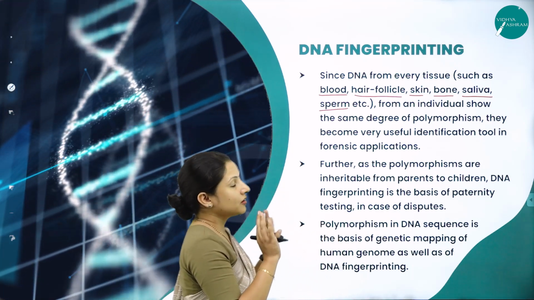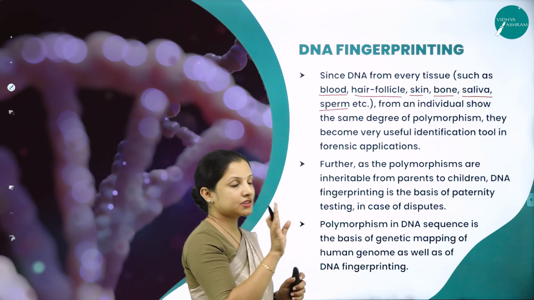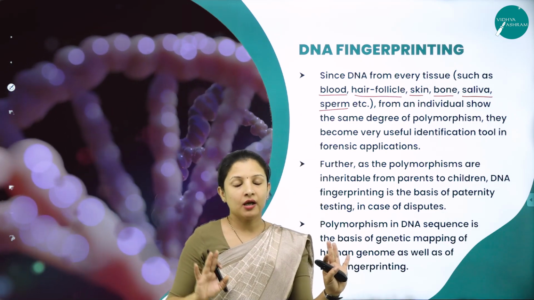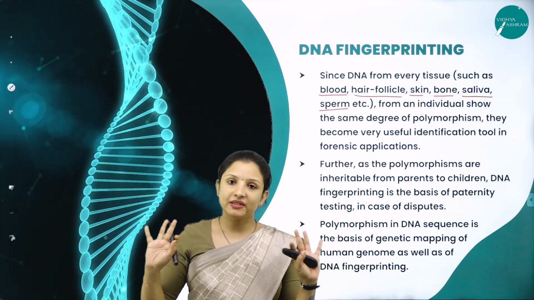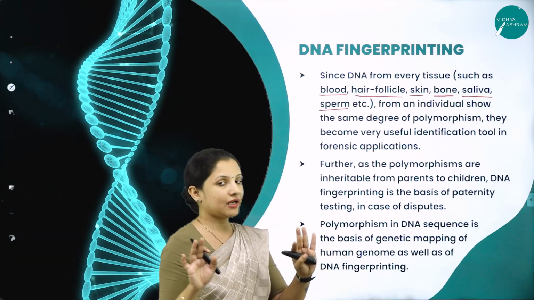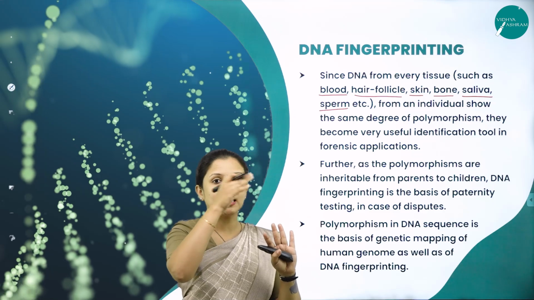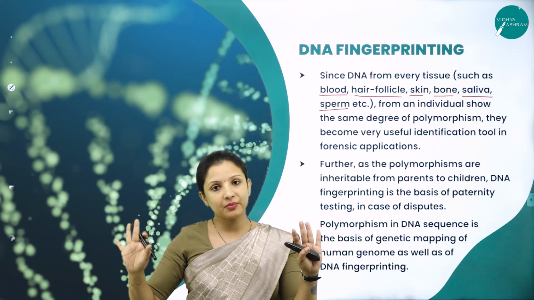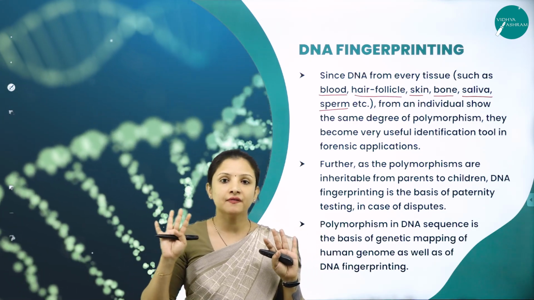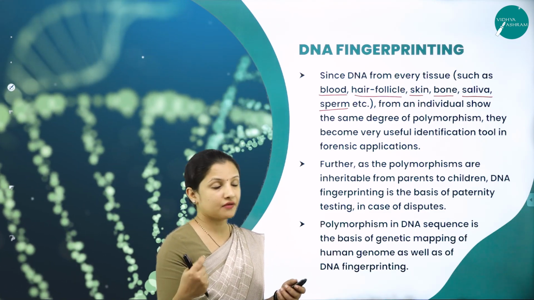But the number of repetitions in person A, in the DNA extracted from the blood, hair follicle, skin, bone, saliva, sperm, will be the same. Same in person B also, it will be the same. It will be the same means if he has 10 repetitive DNA sequences in his hair follicle, skin, bone, saliva, sperm and all that, the person B will have 11. So all the cells will have 11 repetitive DNA sequences itself. So that is about this particular uniqueness of the repetitive DNA sequences.